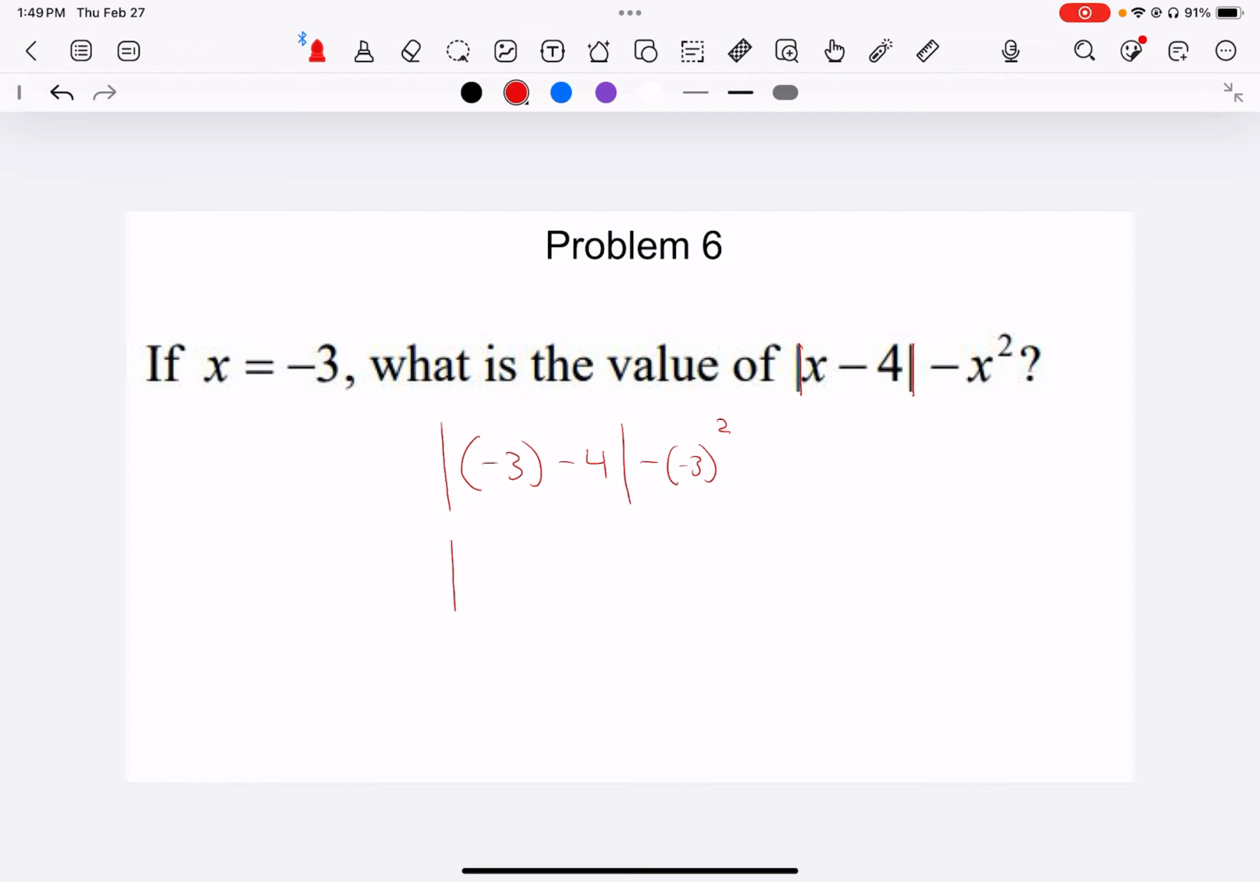I'm going to do my parentheses, which is my absolute value, first. So negative 3 minus 4 is negative 7. So I have the absolute value of negative 7 minus negative 3 squared. The absolute value of negative 7 is 7. So 7 minus negative 3 squared. Now I'm going to do my exponents. So I have 7 minus negative 3 squared, which is positive 9. And then 7 minus 9 is negative 2.